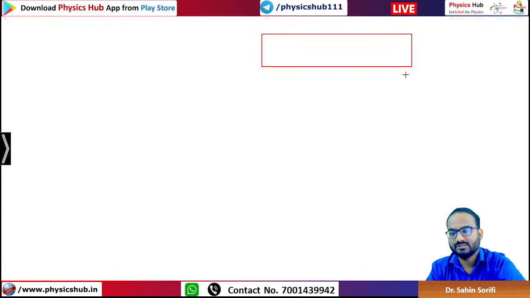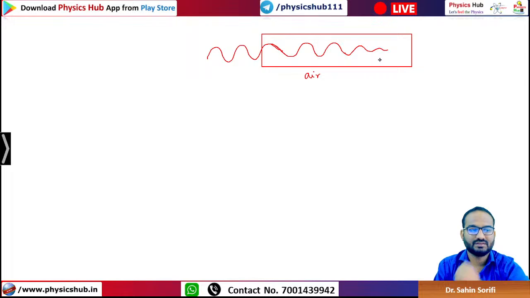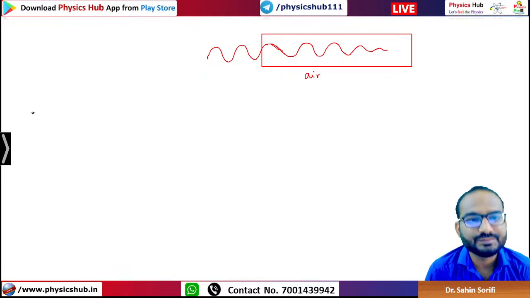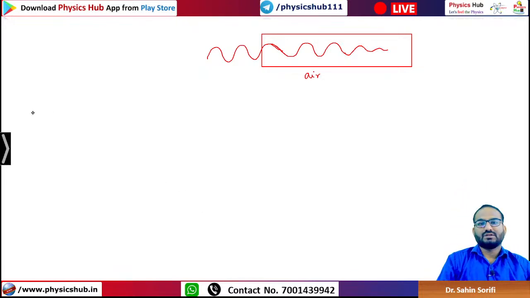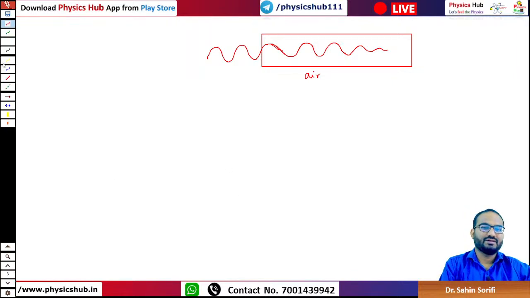Now, just for the generalization purpose, I'm showing the air medium. So the alpha particle is coming, I'm just showing it in the form of a wave. Now it is not vacuum, it is air, so it will attenuate, but it will attenuate in less amount. So how are the range and the alpha particle velocity connected?